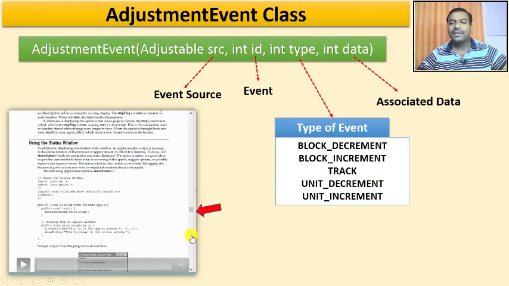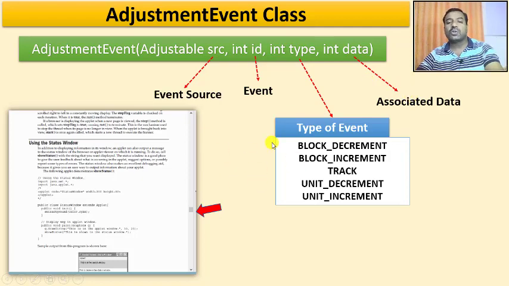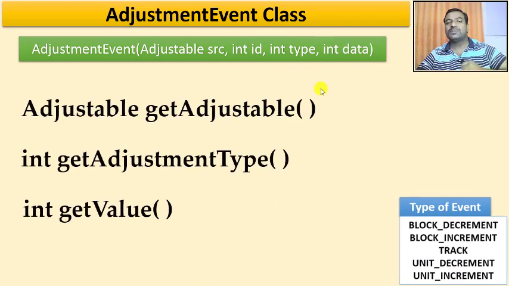Now what type of event has occurred? Did I click here to have a block decrement? Did I click here to have a block increment? Did I use this bar to drag it up and down? It's going to be a track event. If I click on this button, it's going to be unit decrement. If I click on this button, it's going to be unit increment. When I talk about unit, how many units I need to decrement is the associated data. When I say block, the number of units in the block is going to be the data for scrolling. So these are the different types of scrolling I can use with the adjustment event.